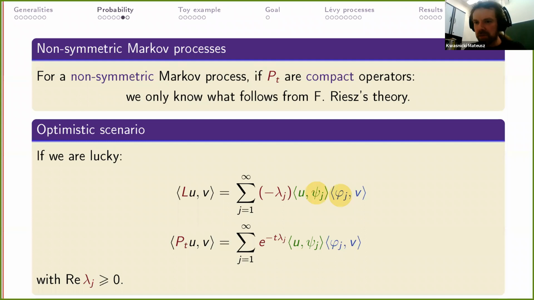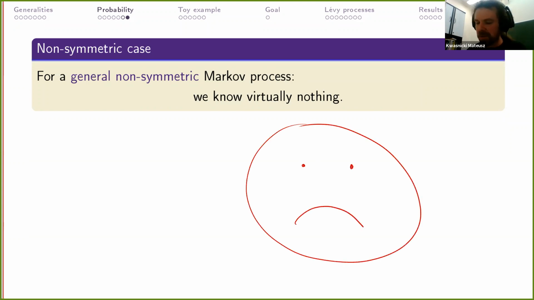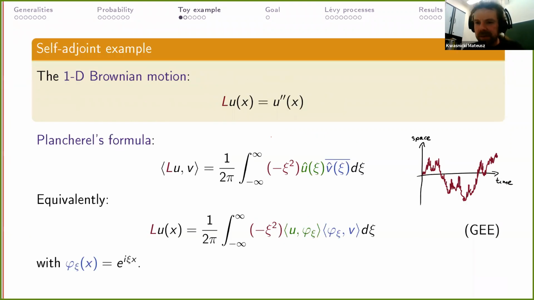What I'd like to do is actually to move to the more general situation when the spectrum is no longer discrete. The operators P_t are not compact. And in this general case, essentially nothing is known. So I can only throw a sad smile here on the remaining part of the slide because it's completely unexplored land. So let us have a look at the toy example.